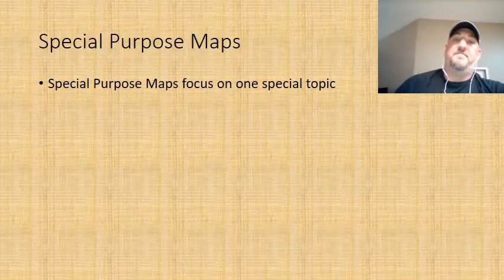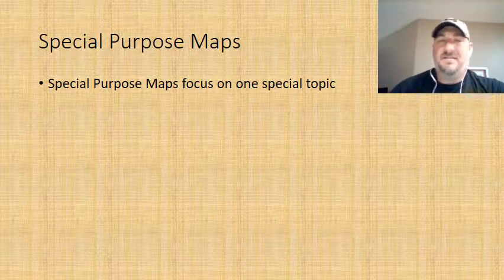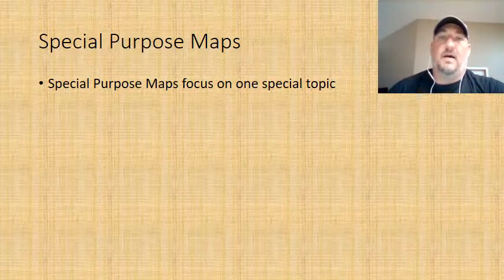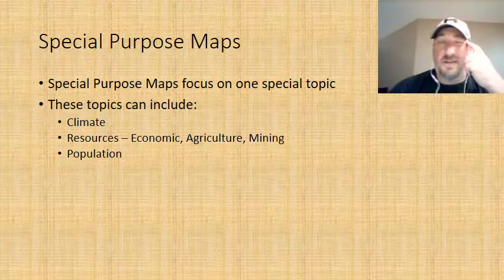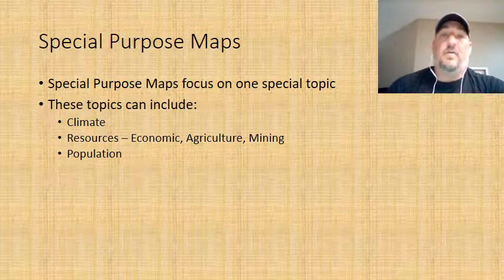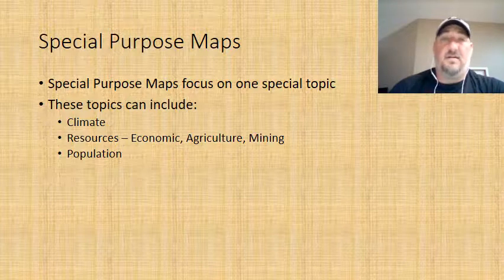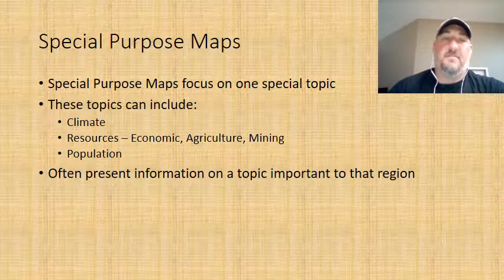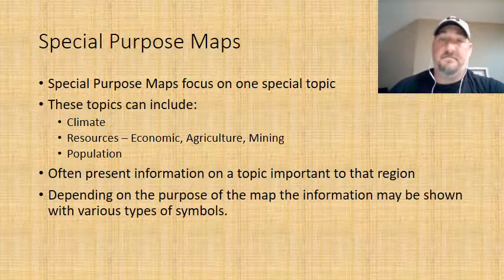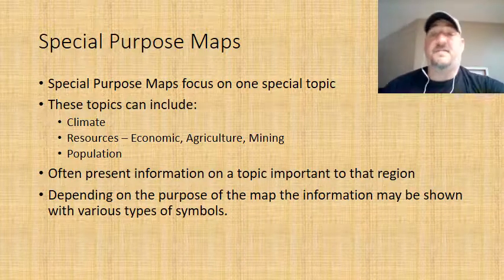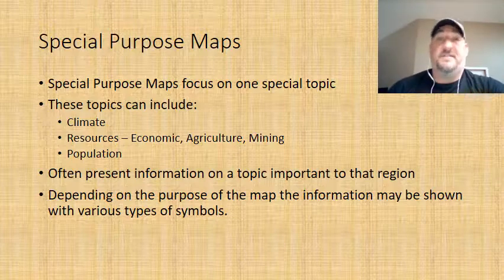And then our special purpose maps focus on one special topic. Sometimes they can mix in some other information, but usually the focus is going to be one topic for the map. Anything from climate to resources, things like economic activities, what do they farm there, mining, all the way to things like population or population density, which cities are bigger, are going to be shown in a special purpose map. They present information on a topic that's often important to that region, and then depending on the purpose of the map, the information may be shown with various types of symbols.